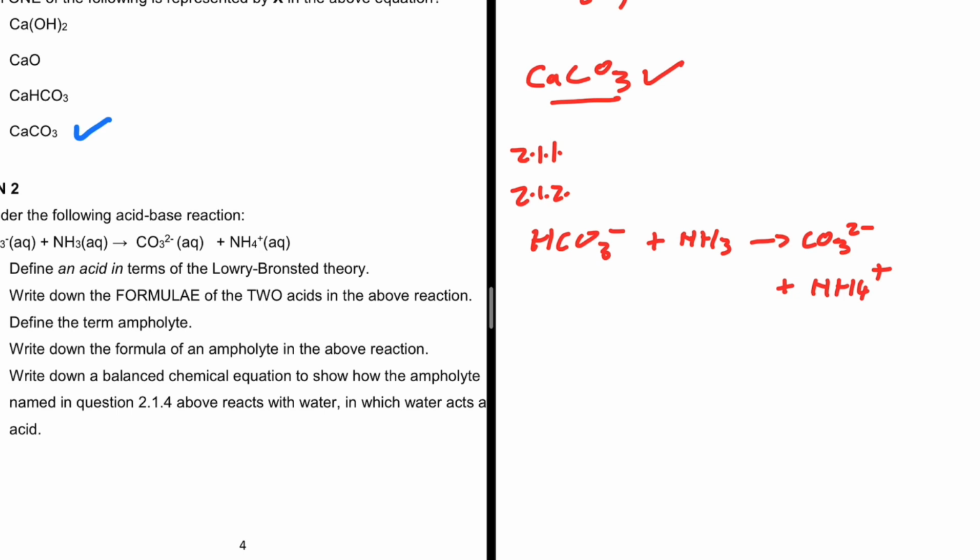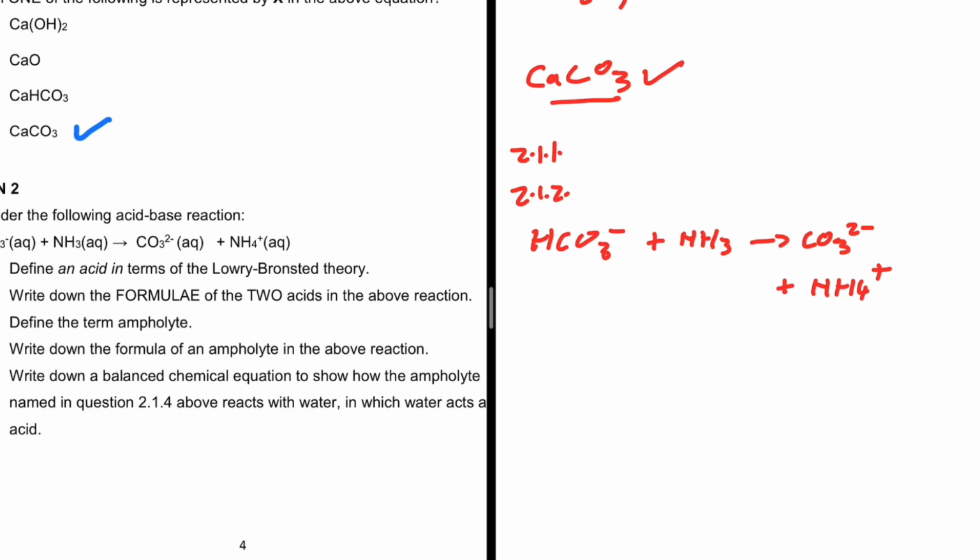Okay, so let's take a look. HCO3 minus. It doesn't really matter what you start with. You can start with anything, really. Let's start with NH3. If it is an acid, we should have NH2 minus. It has donated a proton. And then if it is a base, we should have NH4 plus. It has accepted a proton.